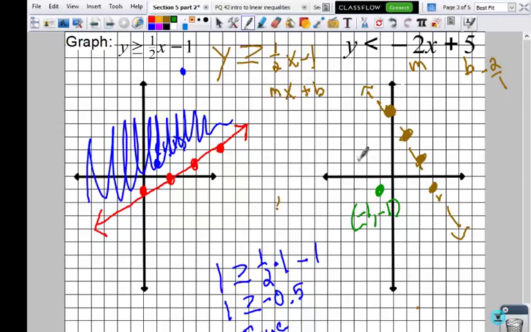So we're going to plug in -1 for x, -1 for y, and let's see what we get. So -1 is less than -2 times -1, and then plus 5. Oh, now I get it. I was like, how are you getting that? I plugged in -1 there. Alright, so I'm going to go through and do the math. -1 is less than, Allison, what's -2 times -1?